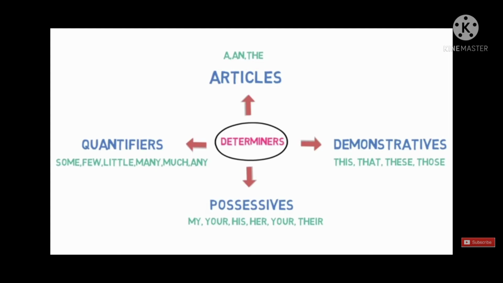Determiners are classified into four types: articles, demonstratives, possessives, and quantifiers. Articles: a and the. In demonstratives, we have discussed this, that, these, those, and possessives: my, your, his, her, your, their. And in the quantifiers, we have discussed a lot: some, few, little, many, much, any. So I hope, students, you have understood this.